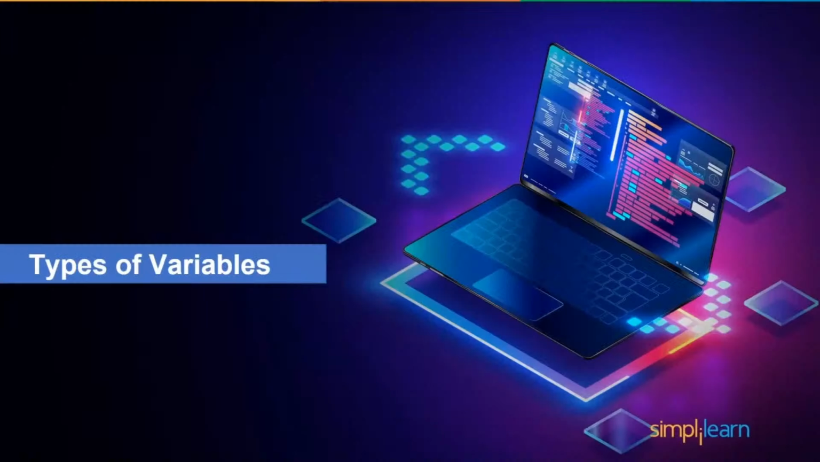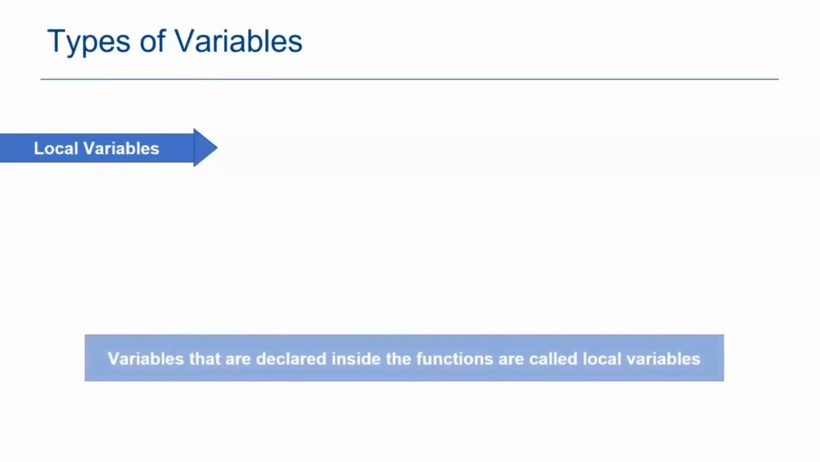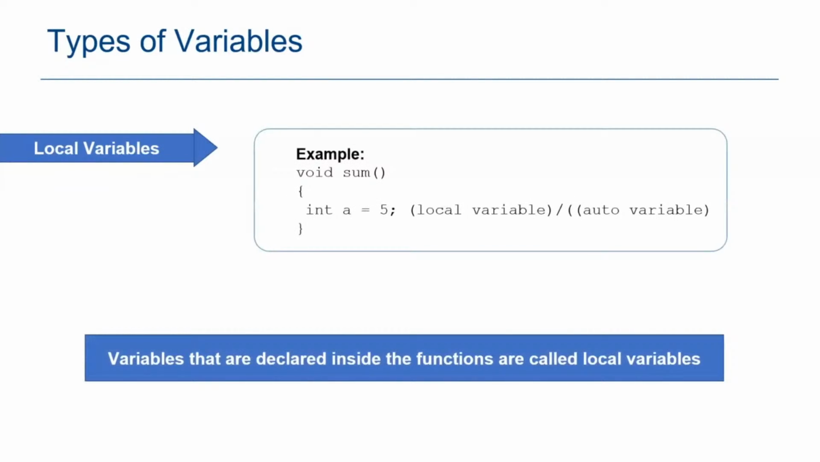Okay, so let me now move on to the types of variables in C. There are 5 types of C variables. Let us understand them one by one. Variables that are declared inside the functions are called local variables. In this example, we have declared variable a inside the function sum that holds the value 5.